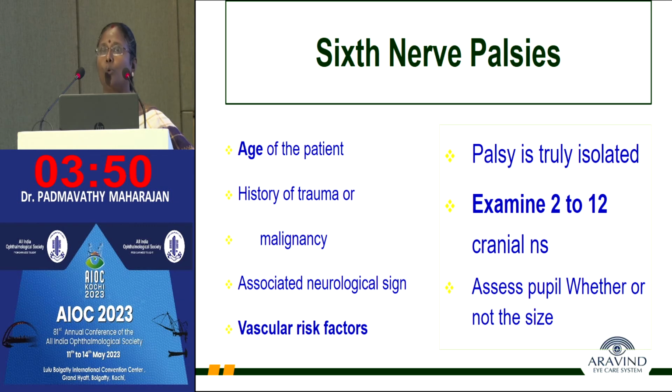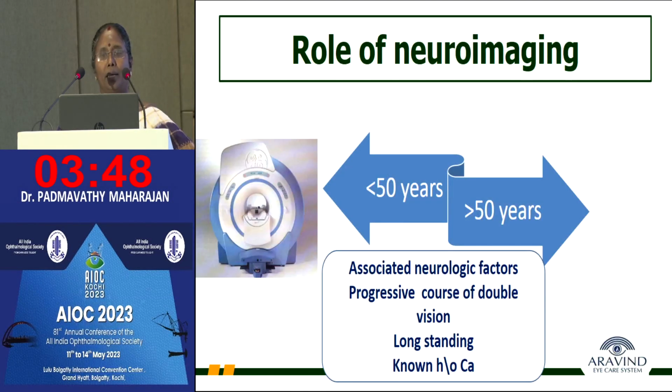Assessing the pupil is more important. Imaging is needed when the patient is less than 50 years, I think. You have to see whether there are associated neurological factors, or any progressive cause of double vision, or whether it is long standing, or any malignancy is associated. This holds good when it is more than 50 years.